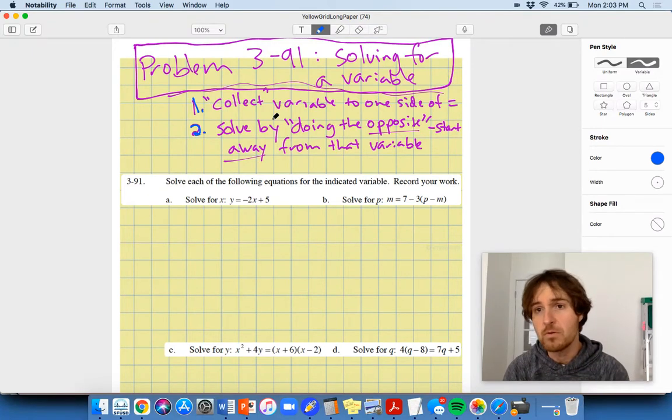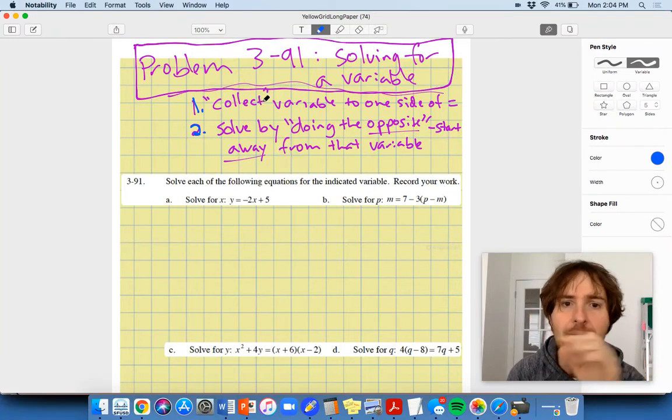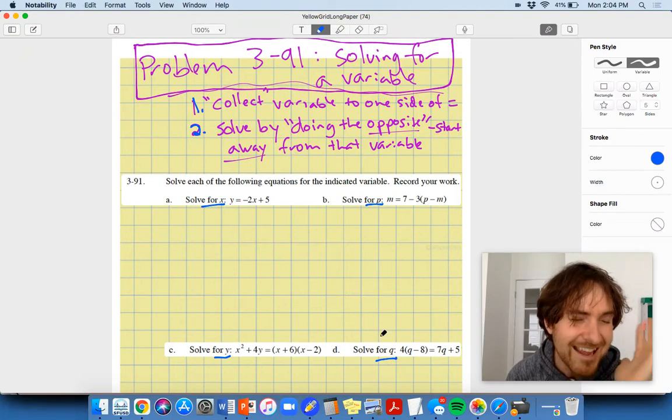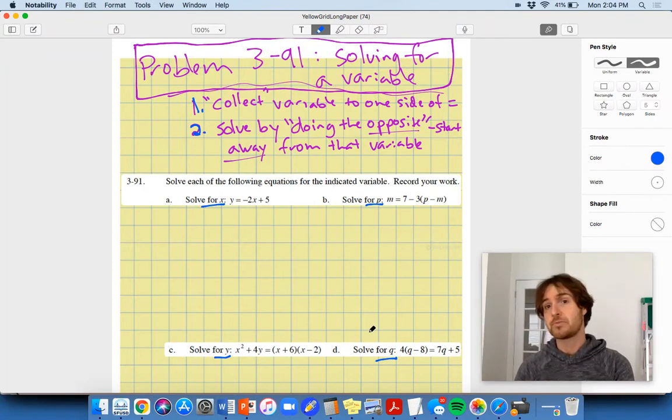It's what you've been doing since middle school, hopefully, if not even practicing a little bit this year. The things I'm going to have you keep in mind here: you've got to collect. Step 1 is always to double check. What's the variable I have to solve for? Ask yourself, what's the variable I have to solve for? It's all mentioned here. Solve for x, solve for p, solve for y, solve for q. And then you need to collect that variable to one side of the equals.